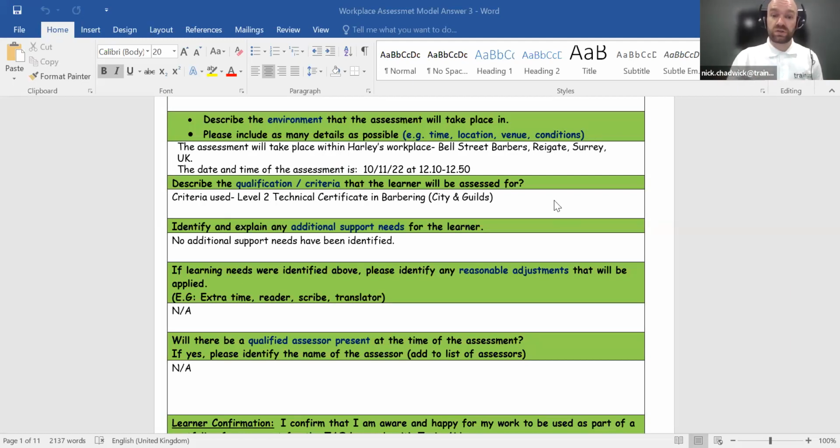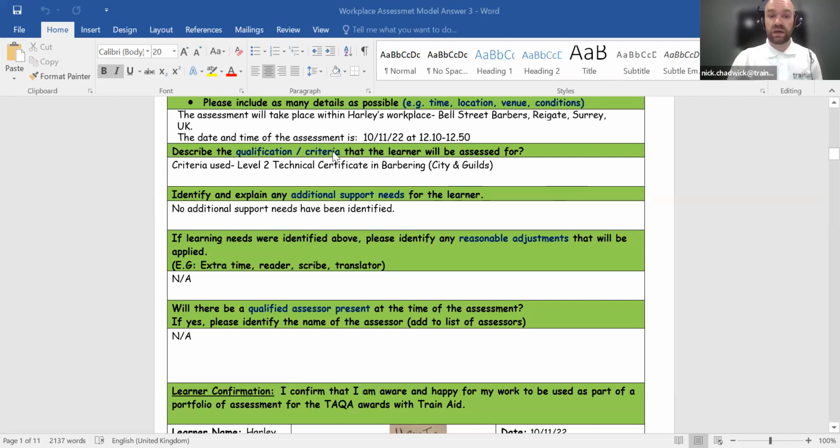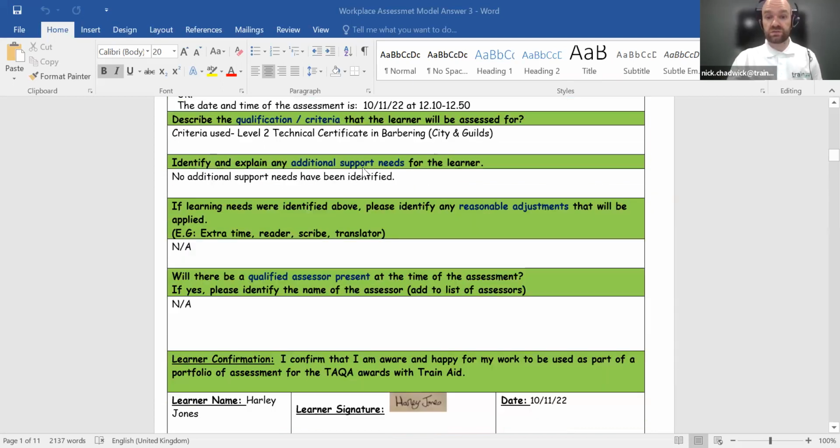The next question is to describe the qualification or the criteria that the learner will be assessed for. I am going to be using the level 2 technical certificate in barbering. This is a City and Guilds based qualification. This qualification is one that Harley has achieved previously.